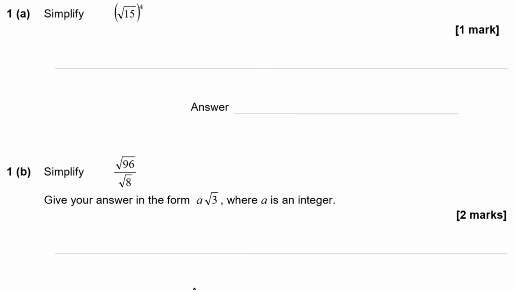Okay, question 1a. Simplify root 15 all raised to the power of 4. Now if I take root 15 and rewrite it in index form, what I'm going to get is 15 to the power of a half, then raised to the power of 4. So I've actually got an index of an index, which means I can multiply these two indices together. So 15 to the power half raised to the power of 4 is the same thing as 15 to the power of a half times 4. In other words, 15 to the power 2. So that's my simplified answer, 15 to the power 2.